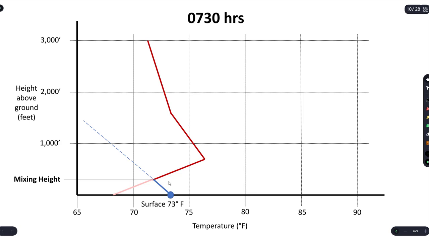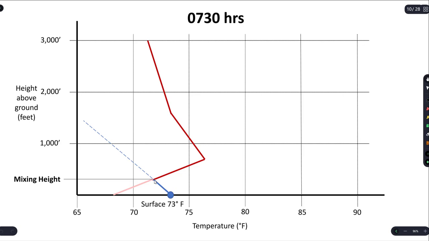This layer of air down here that's within the mixing height is called the planetary boundary layer. It's the layer of air that is next to the surface. It's the layer of air that's impacted by the surface and the surface characteristics, not only sunshine, but also frictional effects. So the top of the mixing height went from basically zero at sunrise to now we're at 300 feet, something like that, at 0730 hours.